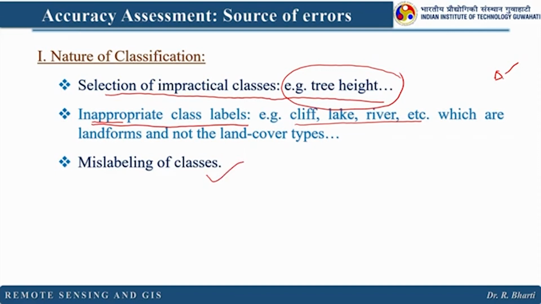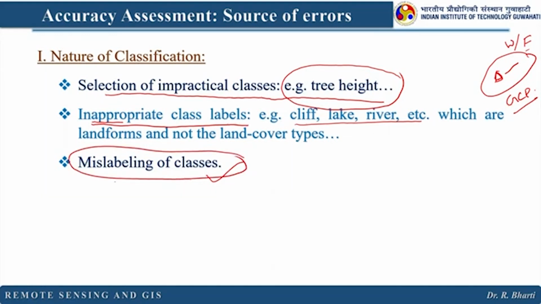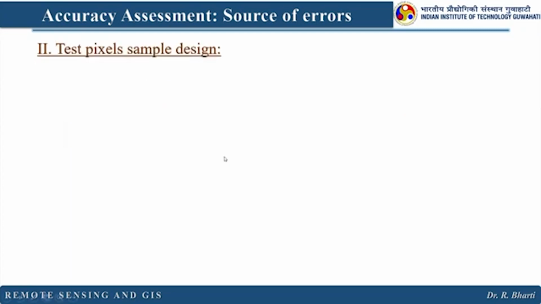Then, mislabeling of the classes. Suppose you have collected this particular ground control point, right, and in the field you have noticed that this particular pixel or the location latitude longitude belongs to water, but by mistake you have named it or you have written forest. Then what will happen? This error will get propagated in your classification. So, this is the meaning of mislabeling of classes.